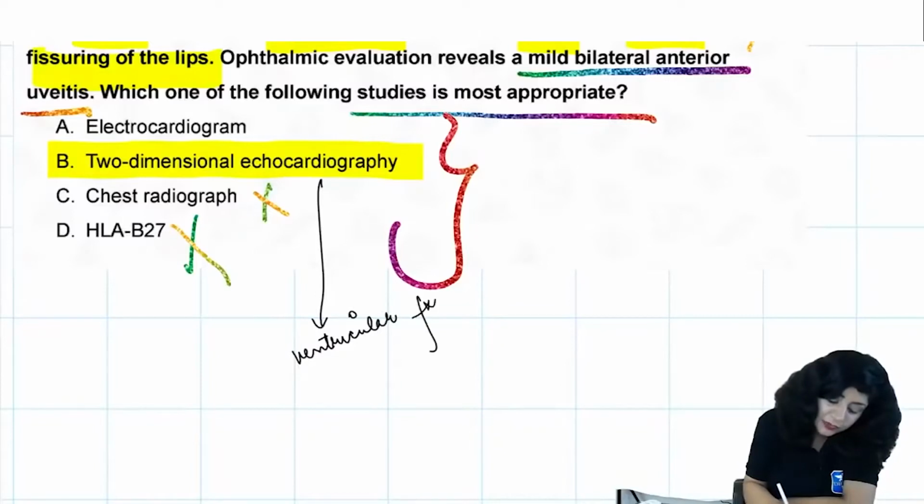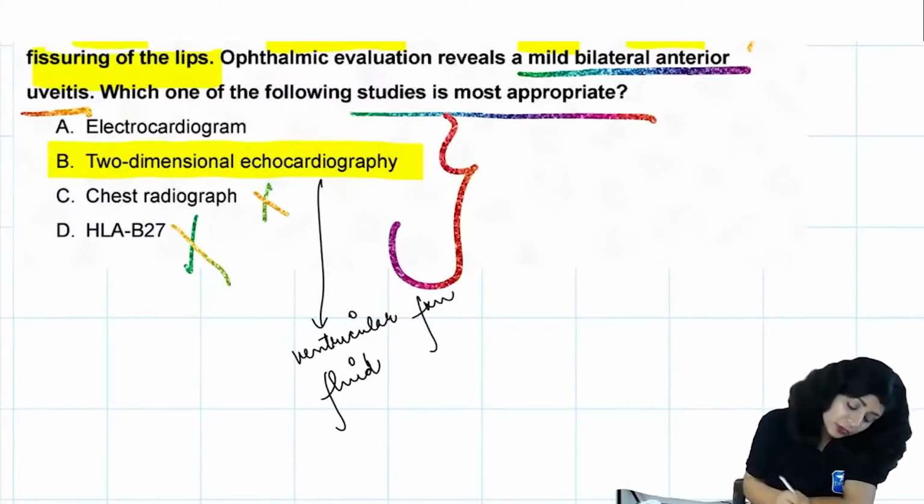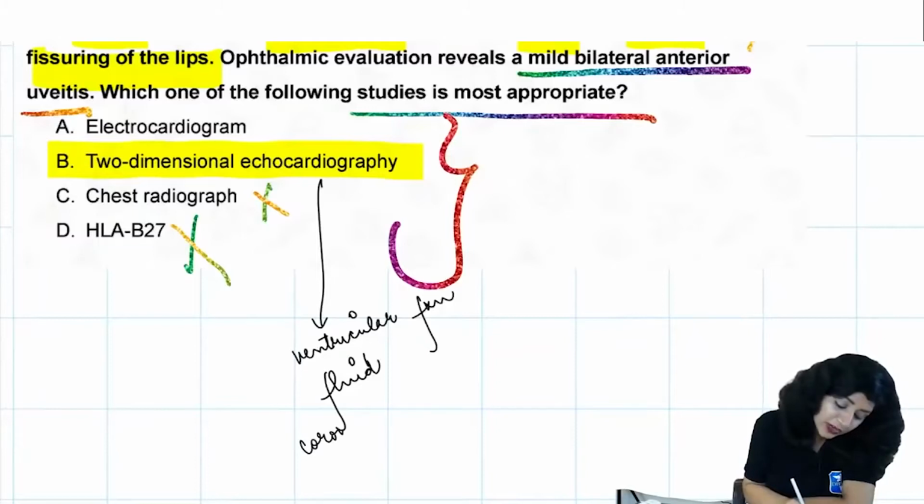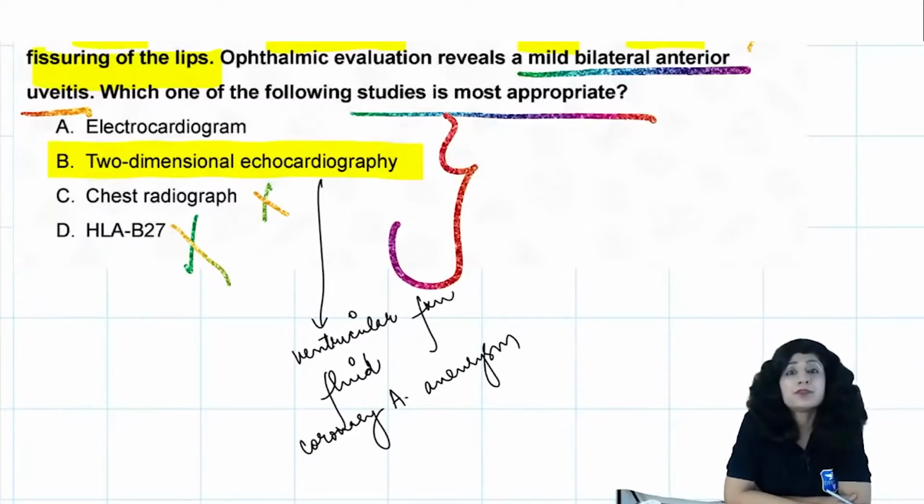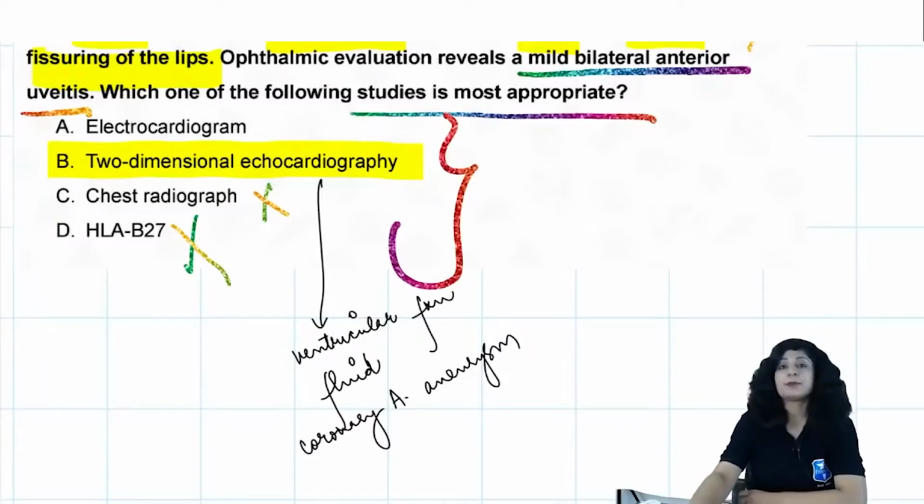What is the level of the ventricular function, or if there is any collection of fluid, I will have to see that also. And then I will also have to see if there is any coronary artery aneurysm. So to see the function of the ventricles, if there is any collection of fluid, or any coronary artery aneurysm, I will do the 2D echocardiography. Right? So please remember this.